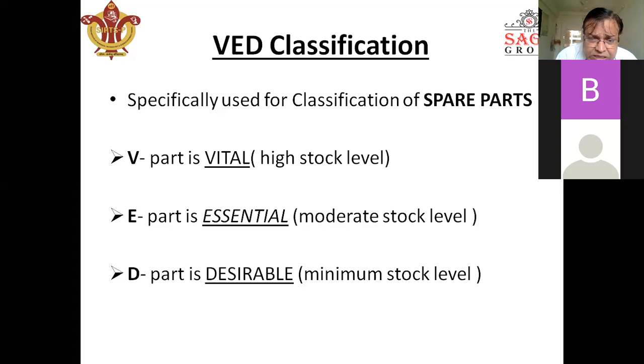And E part, it is essential or moderate. You have to keep this material in moderate stock. But desirable, if a person wants to purchase, then only you have to. That is not that essential or required. If the customer is not taking it today, he will take it tomorrow. So it is not essential for that particular material, so you can keep that material in less stock in spare parts.